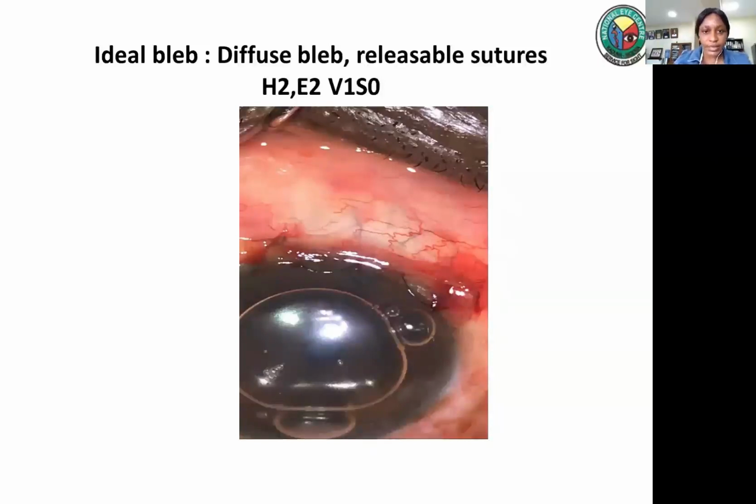You can see here that there's a diffuse bleb, and then you have your releasable sutures, and this is an air bubble just to make sure that the AC is well formed. I've used here the Indiana bleb classification. There are so many other classifications, but this is quite convenient because it uses the height, the extent, the vascularity, and the Seidel's test to assess the bleb.